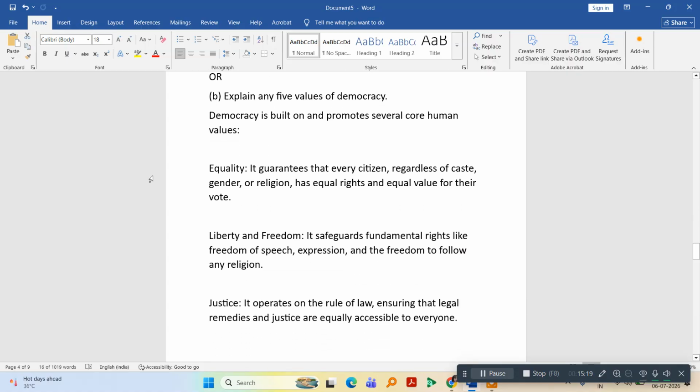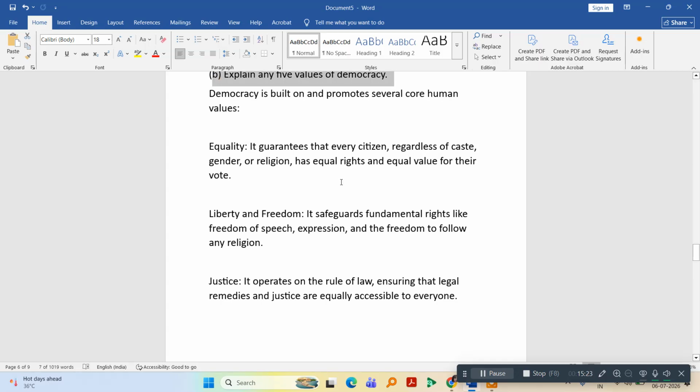Now I'm going to discuss section B. Explain any five values of democracy. Democracy is when the government is chosen by the people. It is built on human values.